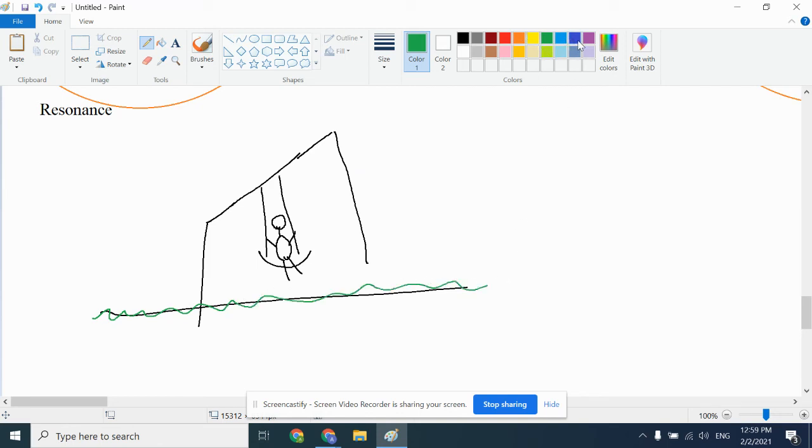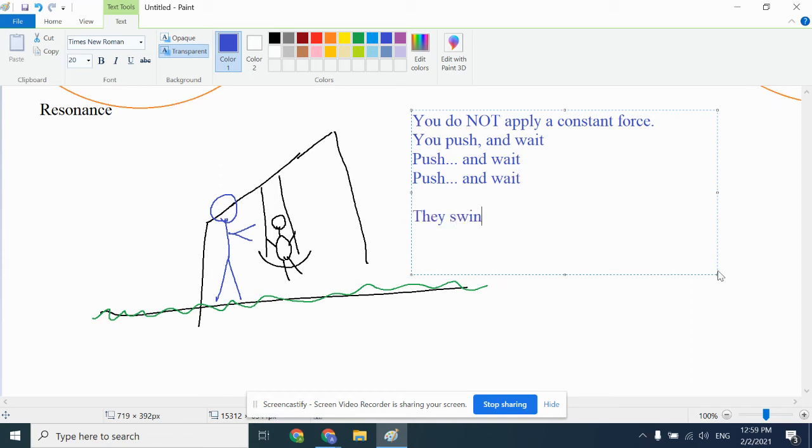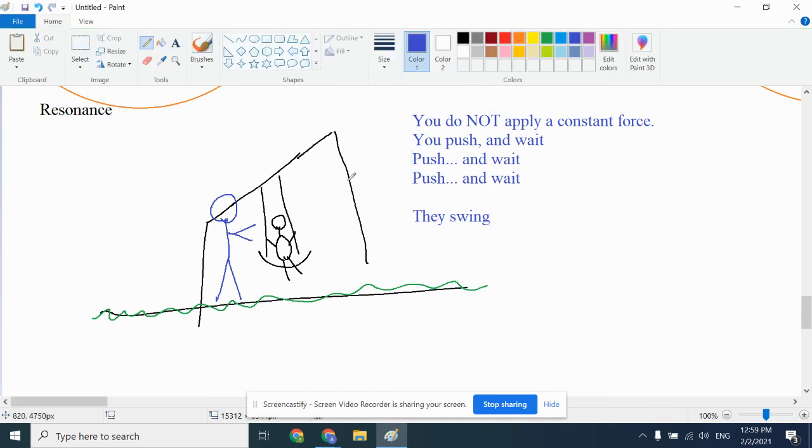Now, you stand behind them and push. Now, let's think about how you're pushing them. You do not apply a constant force. You push and wait. Push and wait. Push and wait. They swing back and forth, back and forth, back and forth, and you only exert a force, boom, right here.